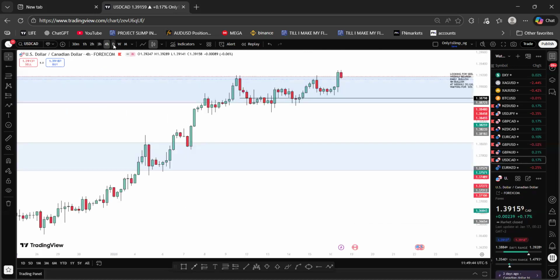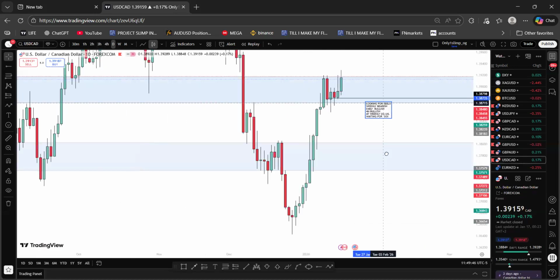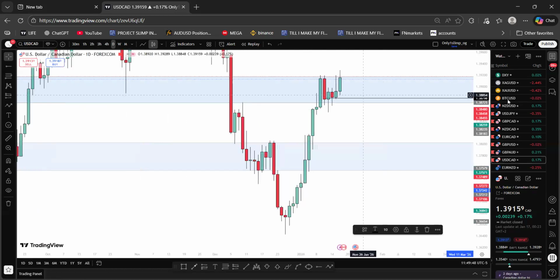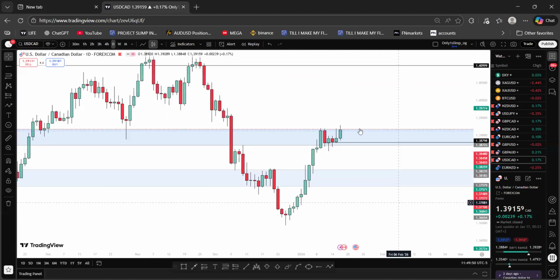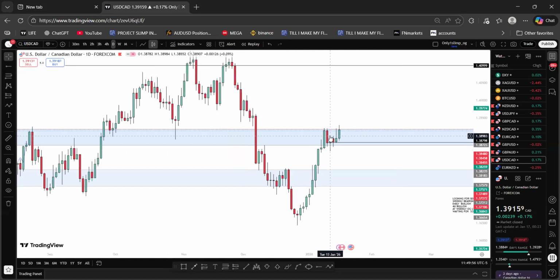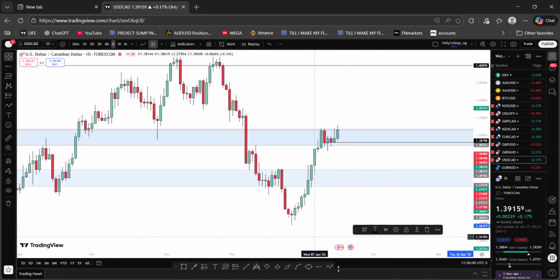Then we have, last but not the least, USD card. The daily is bullish, but the weekly is still bearish, and the 4 hour is bullish. So that just gives you the clear picture of what I'm waiting for. I just need this daily to have a break and retest to then sell, you know.